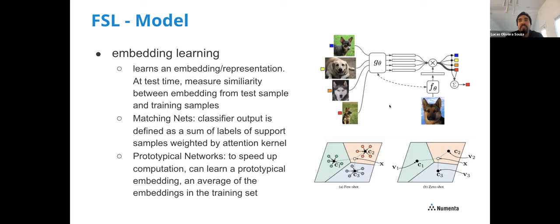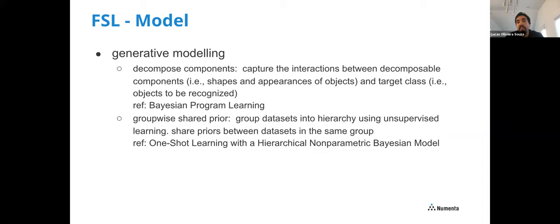And I just include this for completeness. I didn't go through these papers, but they show in the review that another way of doing few shot learning is using generative modeling, like Bayesian neural networks of some sort. One idea is to decompose the components and capture the interactions between decomposable components, like a face, a nose, an ear, like shapes of the object and the target class. Or doing group-wise shared priors, where you could group data sets into a hierarchy using unsupervised learning, just clustering them. And then you can decide to share priors between data sets which belong to the same group. I added these reference papers here, but this is all I know of that topic. I just added it for completeness.